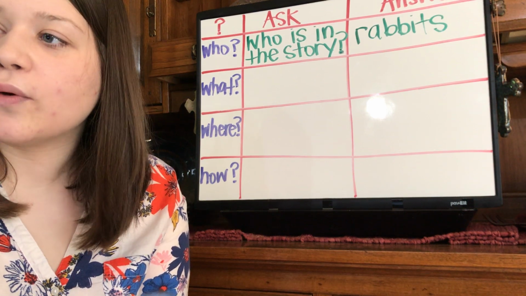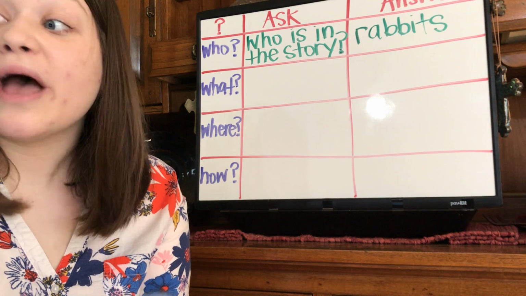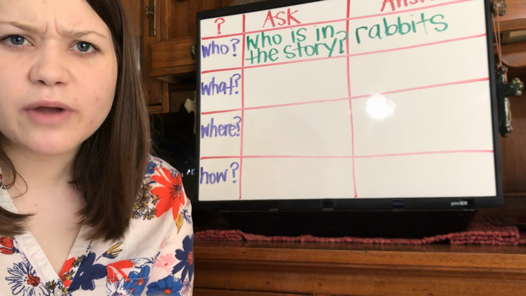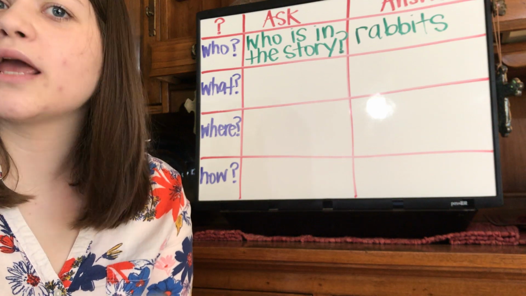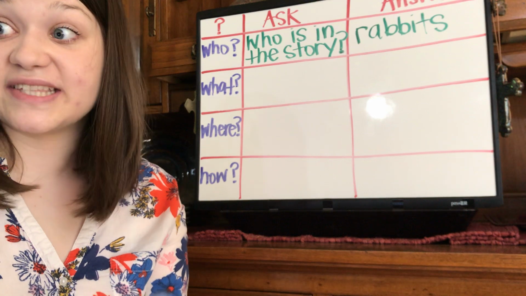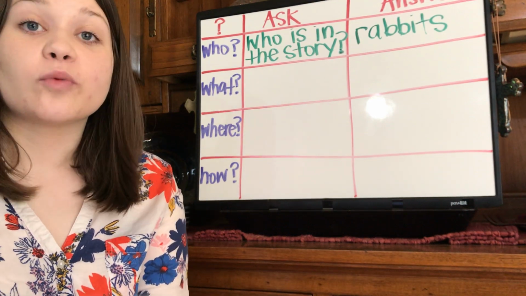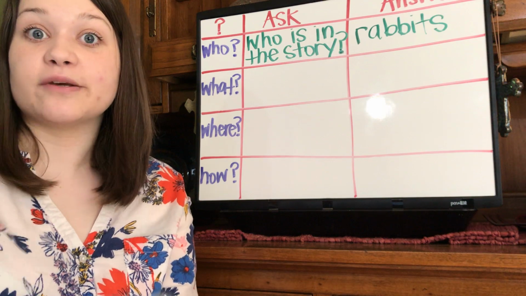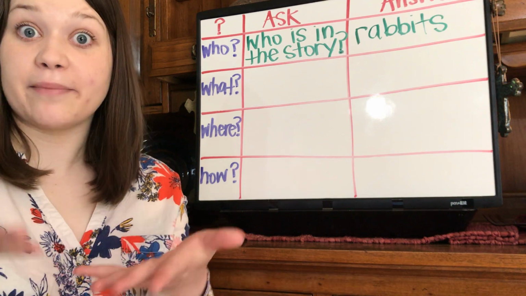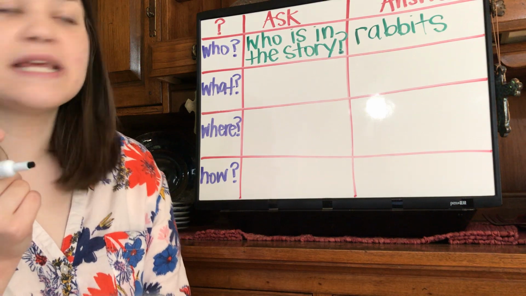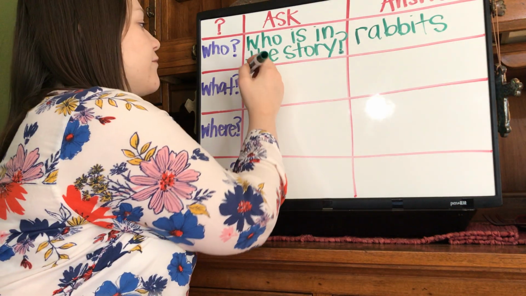Rabbits live in holes in the ground. A rabbit hole is called a burrow. Wait, what is a rabbit hole called? It's called a burrow. So that could be my what question. I could say, what is a rabbit hole called? Or I could flip it around and say, what is a burrow? A burrow is a rabbit hole. So I'm going to go with, what is a burrow? I'm going to write that for my what question.